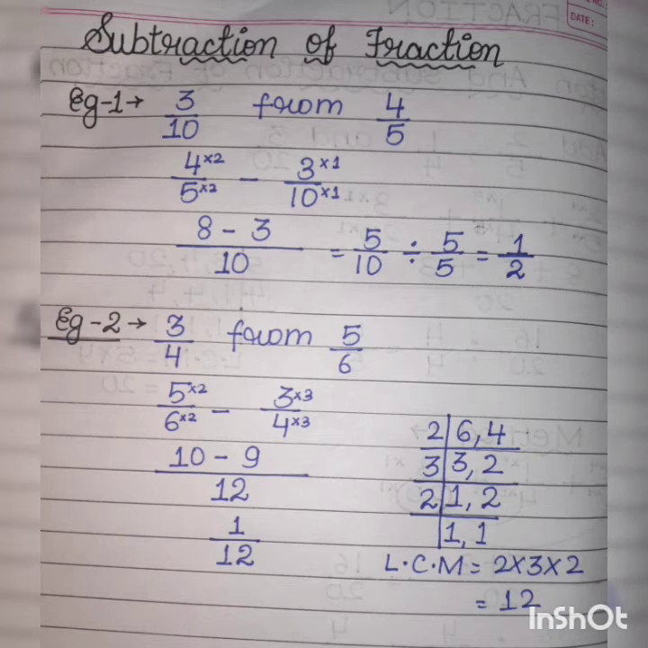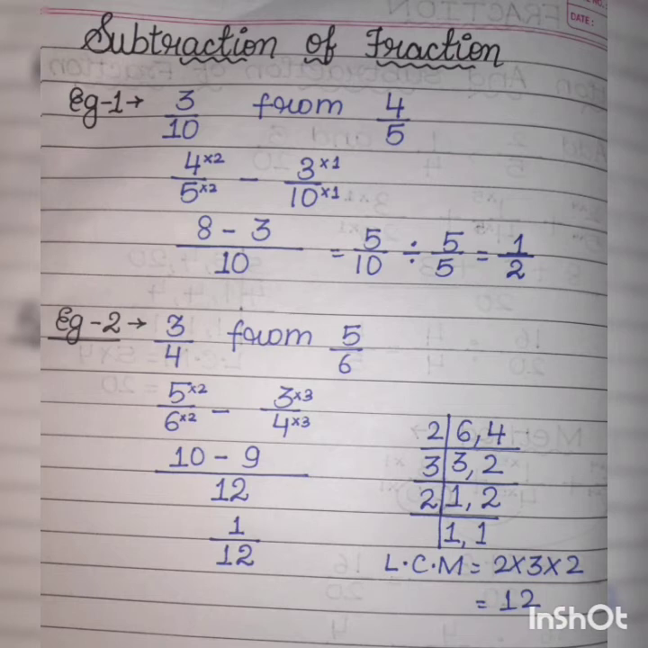So here see which is the greatest denominator. The greatest denominator is 10. Now we have to see whether it comes in the table of 5. Yes, it comes in the table of 5. So the LCM will be 10 or the common denominator will be 10. Now we have to make 5 as 10. So how can we make it? We have to multiply it by 2. So we have to multiply both the numerator and the denominator by 2.